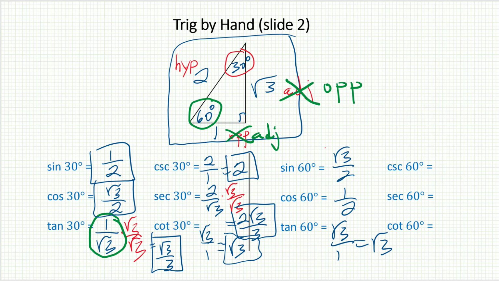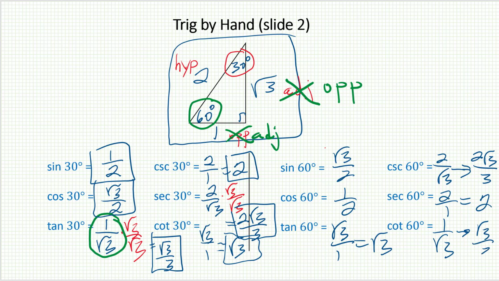The other three are going to be the reciprocals. We've already done the reciprocal of root 3 over 2. That became 2 root 3 over 3. Secant 60, let's see, reciprocal of 1/2 would be 2 over 1, which is 2. And reciprocal of root 3 is 1 over root 3. We have simplified that as well. That became root 3 over 3.